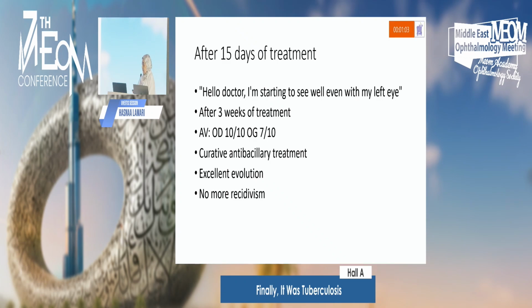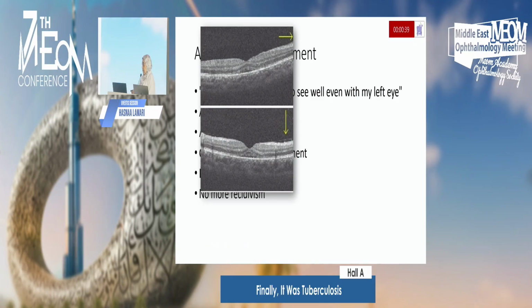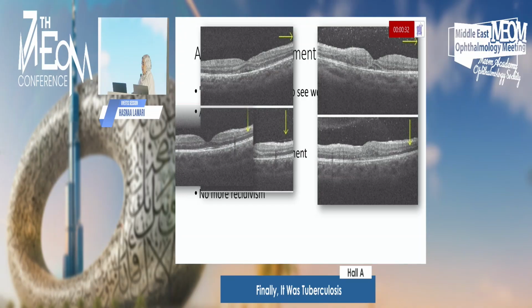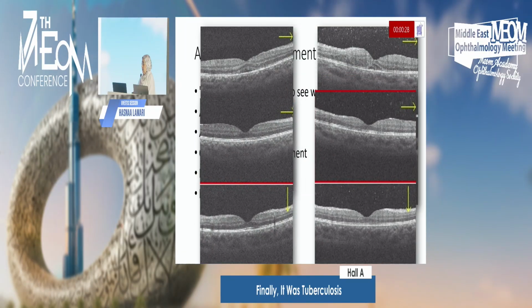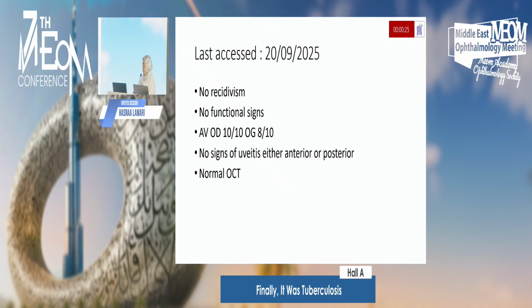He has 10/10 in the right eye and 7/10 in the left eye. We give him this time a curative antibacillary treatment, and we make an investigation to look for any other localization of tuberculosis, but it was negative, and under this treatment, excellent evolution, and no more recurrence. And this is his first OCT, right eye and left eye, and under treatment, normalization of his OCT. At last access, I saw him last month. No recurrence, no functional complaints, good visual acuity, no signs of uveitis, normal OCT.